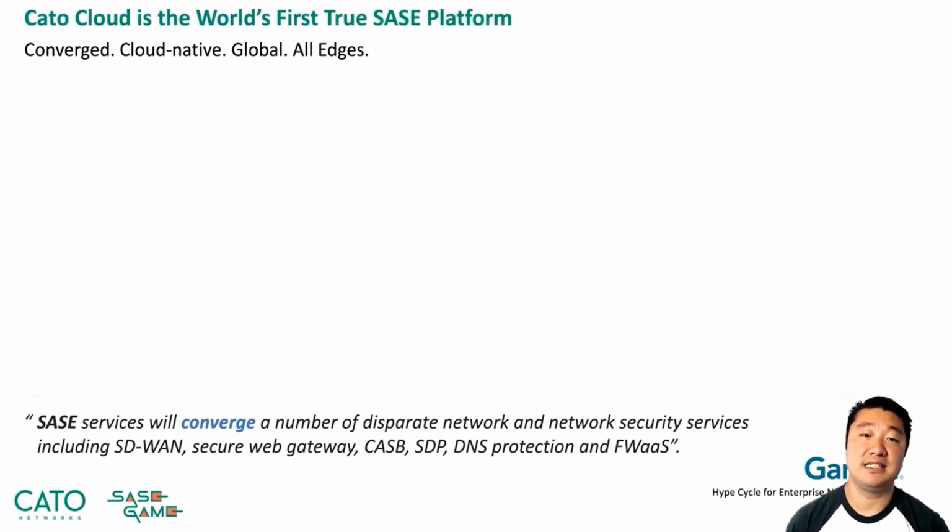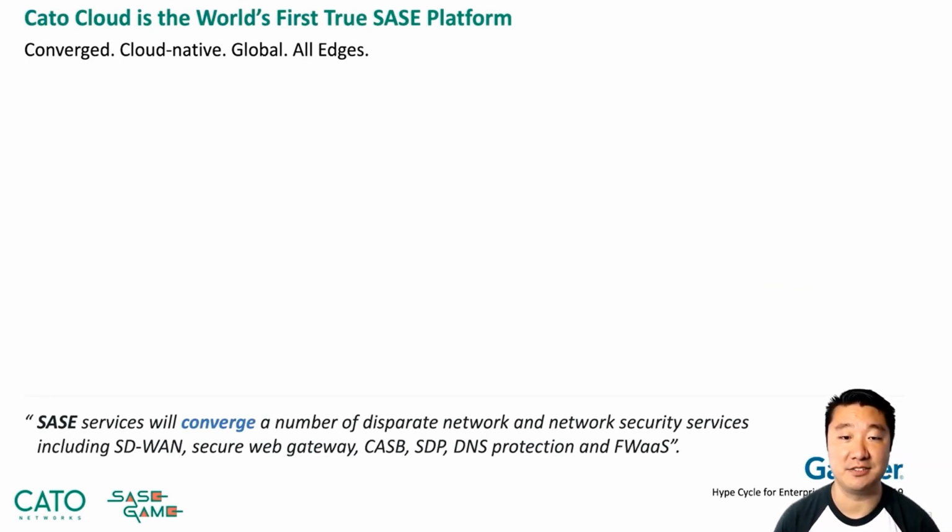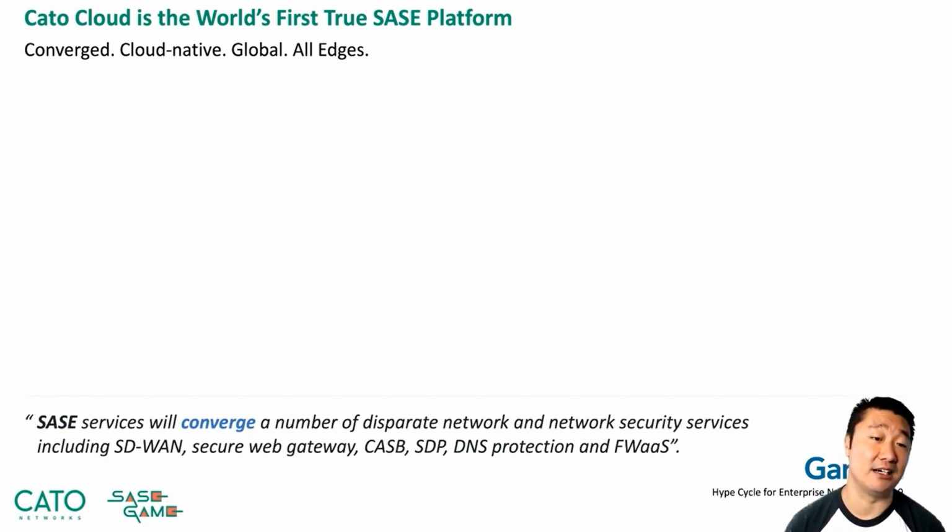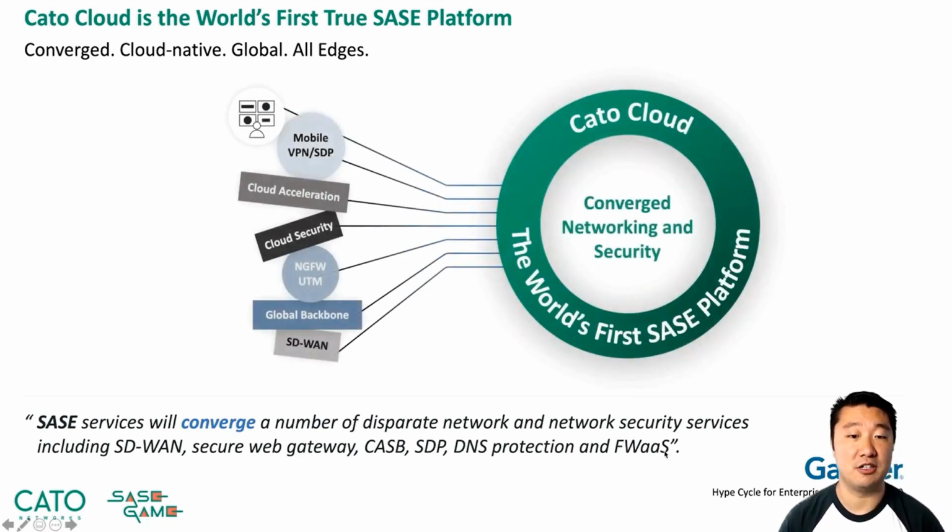Now, what capabilities does SASE converge? All the stuff that we used to buy as point solutions: SD-WAN, Secure Web Gateway, Next Generation Firewalls, CASB, and VPN. To deliver these capabilities to everywhere and everyone, SASE must be a global cloud service that supports all enterprise edges, branches, users, and clouds. Now, Cato is the world's first true SASE platform. Proven across hundreds of customers, Cato Cloud is a SASE solution that you can deploy today, converging all of these point solutions into a single product.